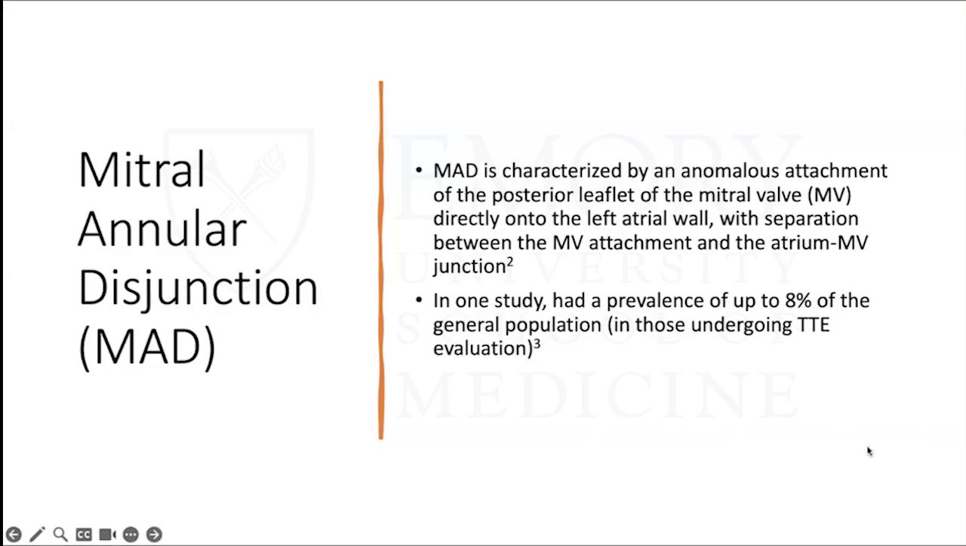So in one study that looked back at people who had echoes, and had readers overread the echoes specifically looking for different types of mitral valve disease, one of which was mitral annular disjunction, they found a prevalence of up to 8% in the general population going around undiagnosed. Notably, though, these were all patients that received a TTE for some evaluation, so that is an enriched population. But overall, we don't think of mitral annular disjunction as being very common, yet this shows almost 1 in 10 people have this going around undiagnosed.